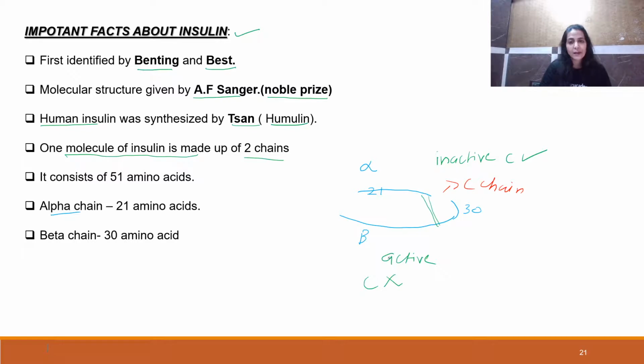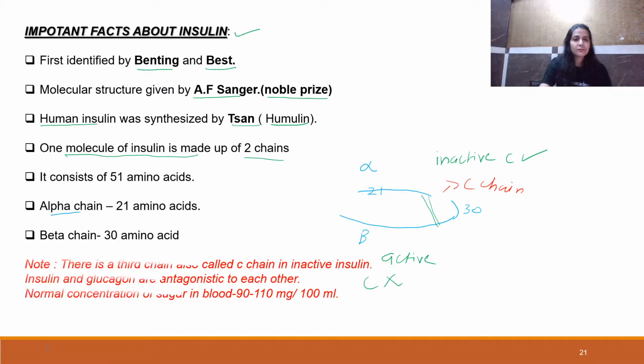Yes, C is absent in the mature insulin. That's what I said. In the active insulin, C is not present. All right. Is that okay? Shall we move ahead? There is a third chain called C chain in inactive insulin.